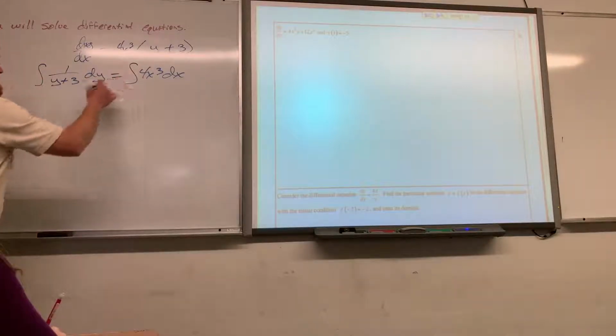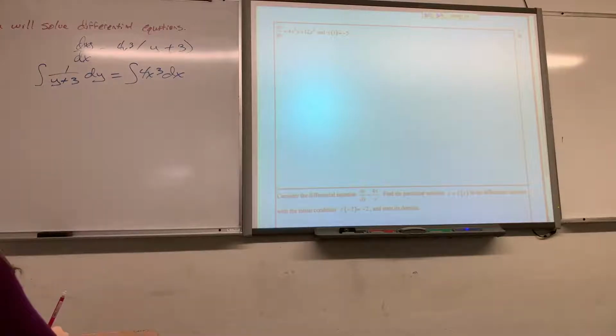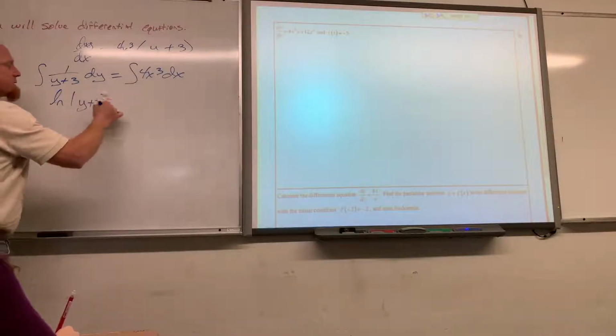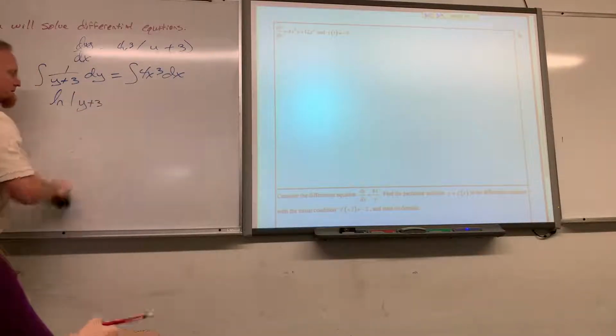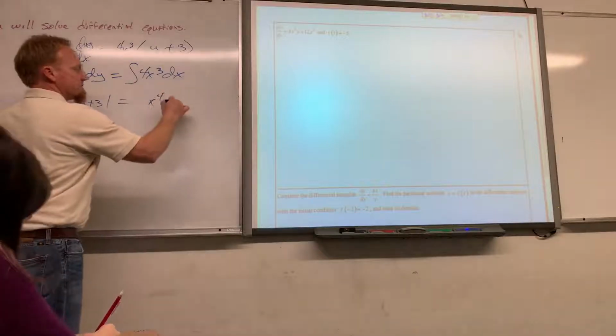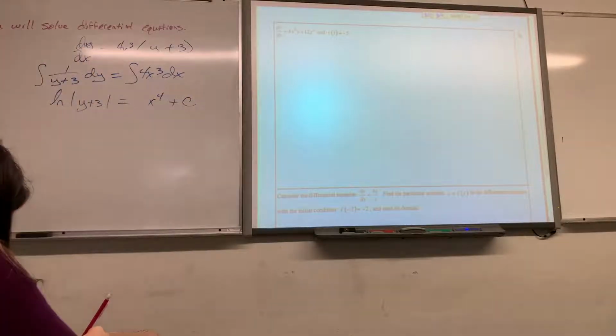All right, Brady, when I integrate 1 over y plus 3, what does that turn into? Natural log, absolute value, y plus 3. And that's going to be x to the 4th plus c.